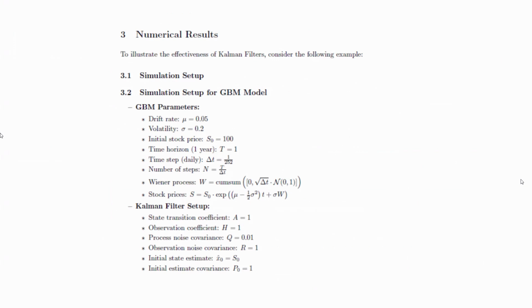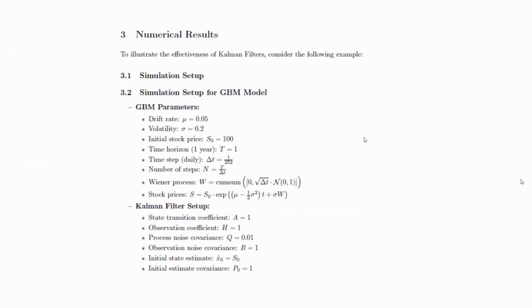So before we implement our filter, these are our selected values. The initial stock price is 100, for example. Drift rate is 0.05. Volatility is 0.2. And you can see all of this as written here. The Wiener process is the cumulative sum of the matrix shown here.